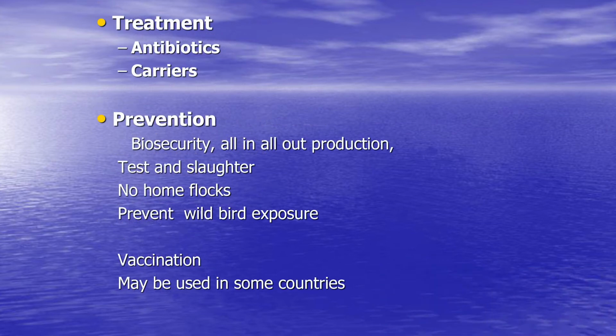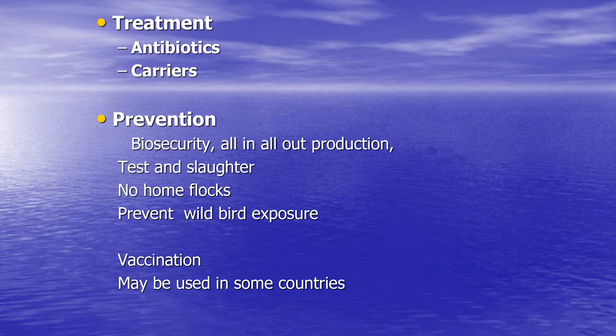Treatment, similar to MG: this organism does not have that cell wall, so our choice of antibiotics is limited. But our biggest problem with antibiotic usage is we can reduce the signs and the lesions just like we can in MG, but we have carriers and we don't want that. Prevention, good old biosecurity, all in, all out production. Again, test and slaughter. And many, if not most, of the companies are doing this. Testing those birds, destroying the positives, making sure to keep it cleaned up.